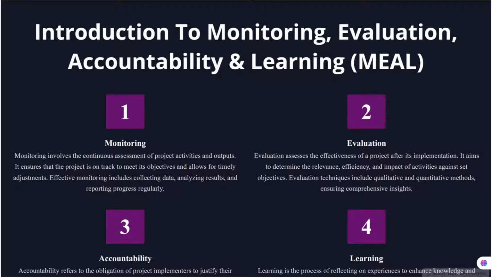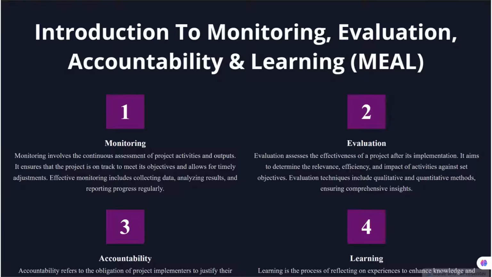Let's start with introduction to monitoring, evaluation, accountability and learning, MEAL. Monitoring. Monitoring involves the continuous assessment of project activities and outputs. It ensures that the project is on track to meet its objectives and allows for timely adjustments. Effective monitoring includes collecting data, analyzing results, and reporting progress regularly.